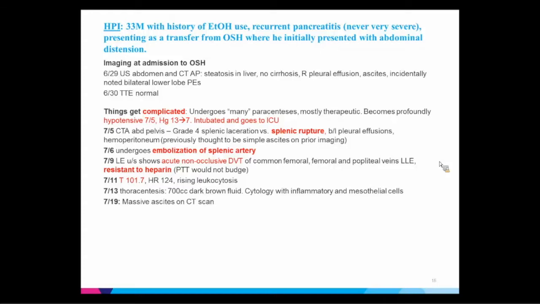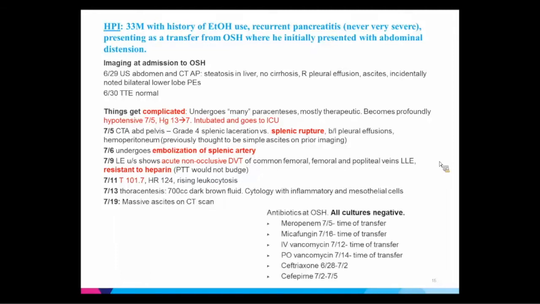Has one final CT scan that shows massive ascites. It also shows his spleen was essentially broken into many pieces. And it's sort of in a mess in his left upper quadrant.